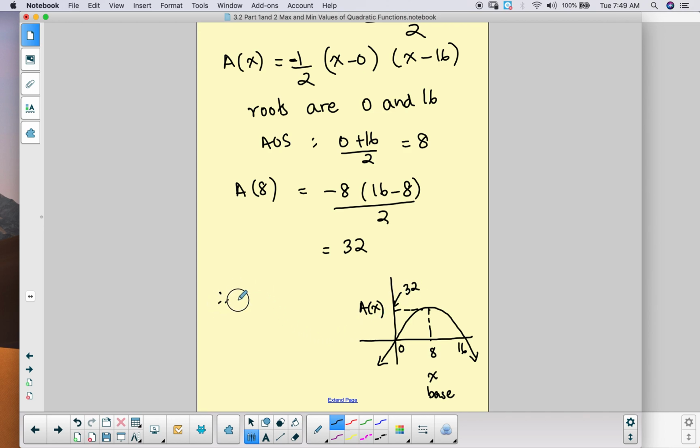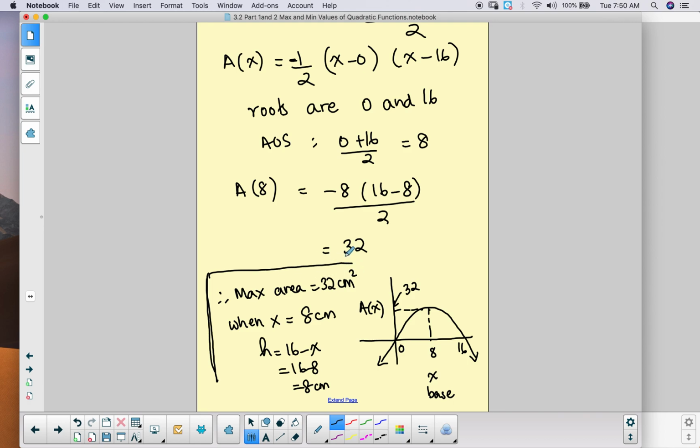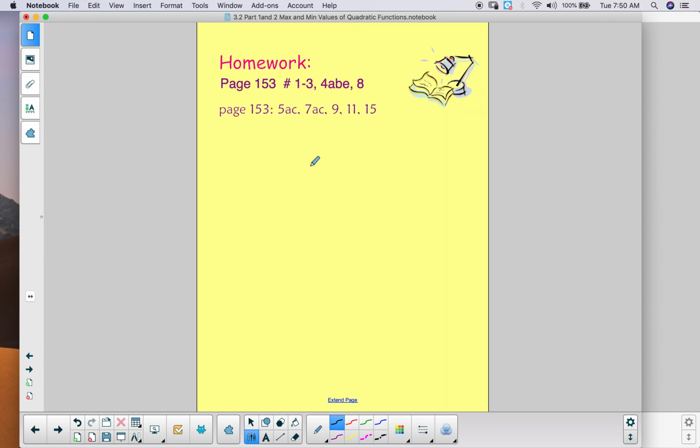So therefore, maximum area is 32 centimeters squared, use the right units, when the base length x equals 8 centimeters, right? And when height is equal to 16 minus x, or 16 minus 8, which is 8 centimeters. So we have the answer right here for maximum area and the dimensions that give us the maximum area. We can try now these questions for homework.